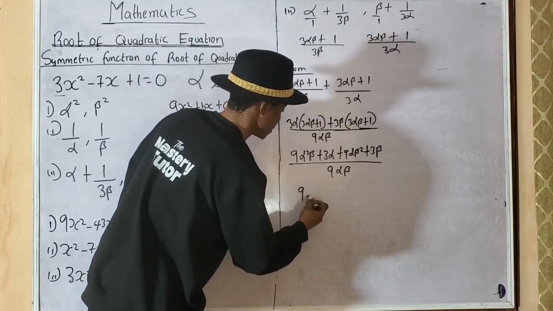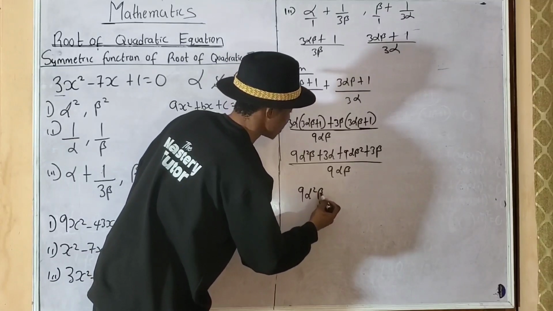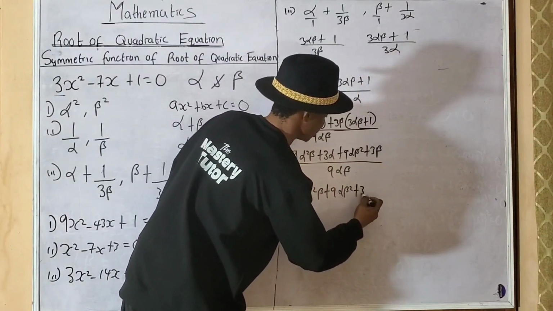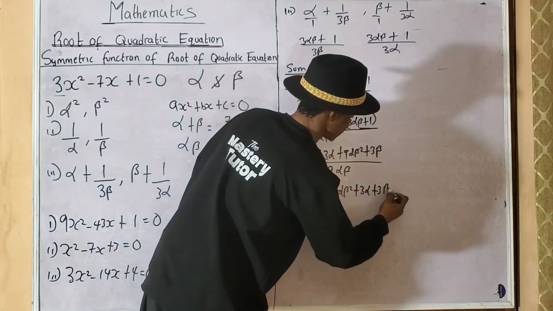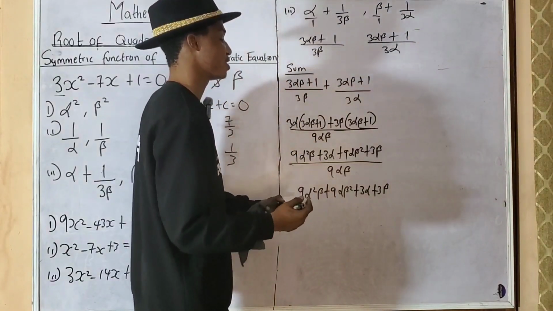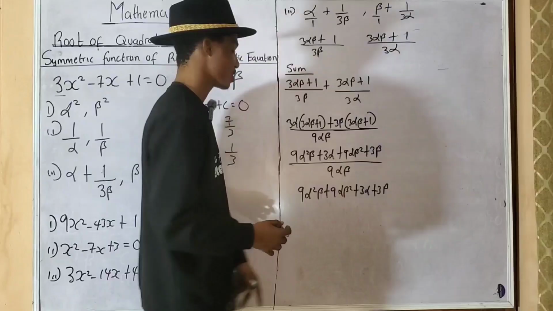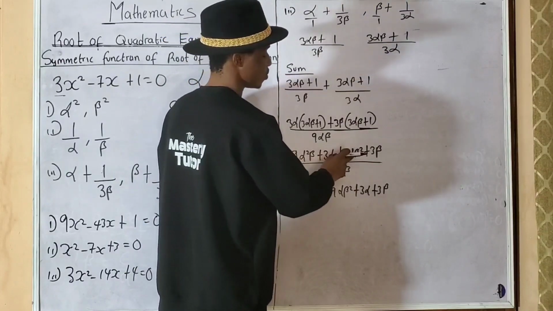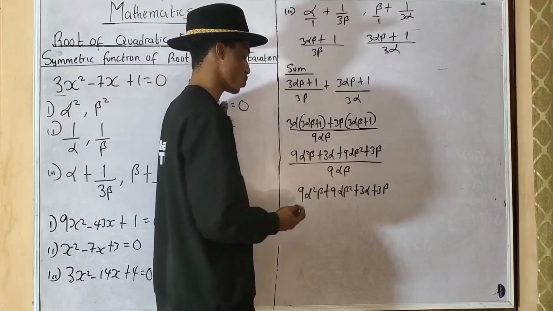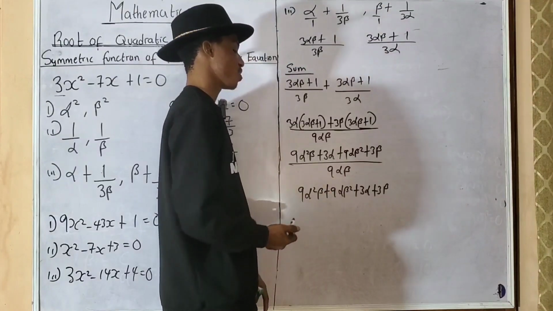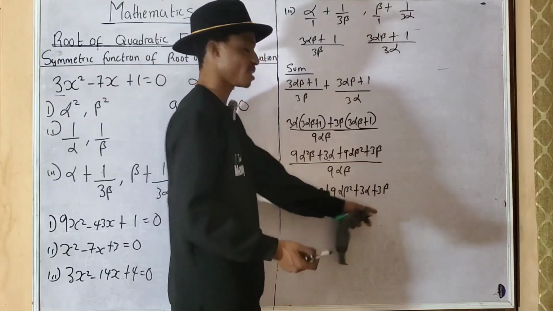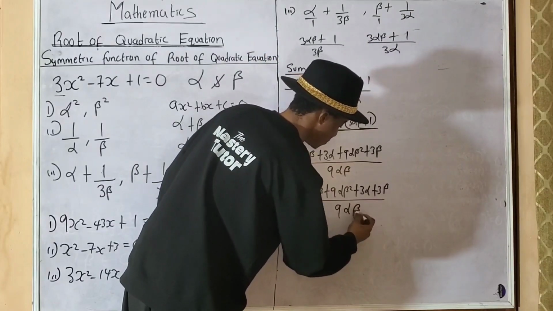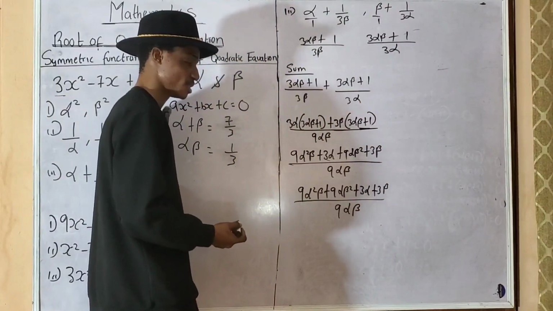Okay, now we can rearrange the equation, right? I'm going to have 9 alpha squared beta plus 9 alpha beta squared plus 3 alpha plus 3 beta. What did I do? I just rearranged the equation based on their coefficients. You can see that the coefficient of alpha squared beta is what? 9. The coefficient of alpha beta squared is what? 9. So I bring them together. Also, this and this, I bring them together. So this will be over 9 alpha beta. Okay, we are not done. We are still on it.